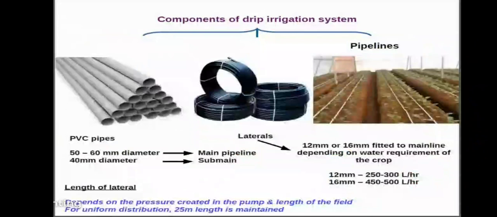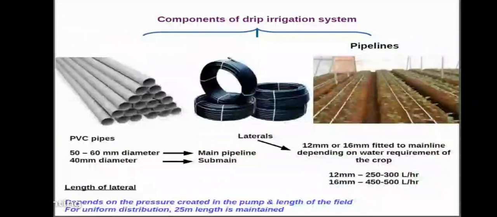If the plant requires comparatively less water, then 250 to 300 liters per hour is given. A 16 mm pipe means 400 to 500 liters per hour is given, depending on the water requirement of the crop. Length of the lateral: for uniform distribution of water, 25 meters of length is maintained. This is a very important point to be remembered.